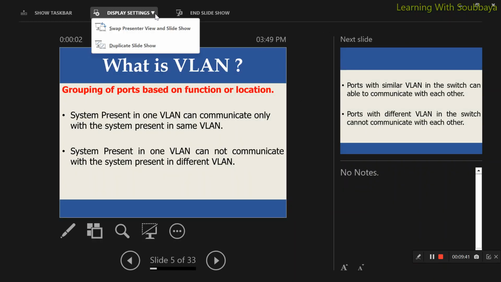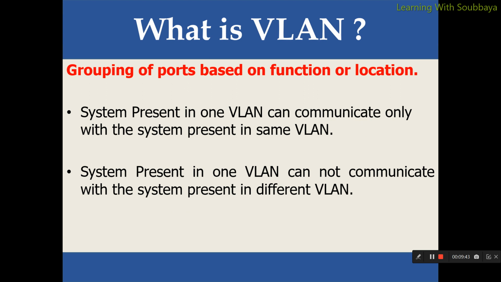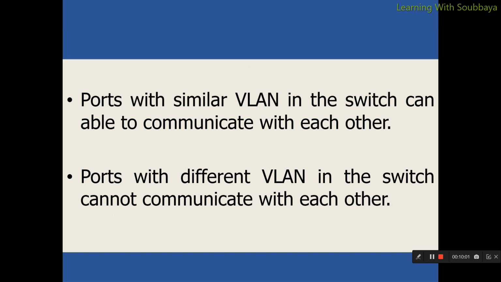The grouping of ports based on function or location is called a VLAN. A system present in one VLAN can communicate only with the systems present in the same VLAN, and cannot communicate with systems in a different VLAN. Similarly, ports with the same VLAN in a switch can communicate with each other. Ports with a different VLAN in a switch cannot communicate because they are in different VLANs, right? That is the difference between whether they can communicate or cannot communicate. If they are in the same VLAN, they can communicate. If they are in different VLANs, they cannot communicate.